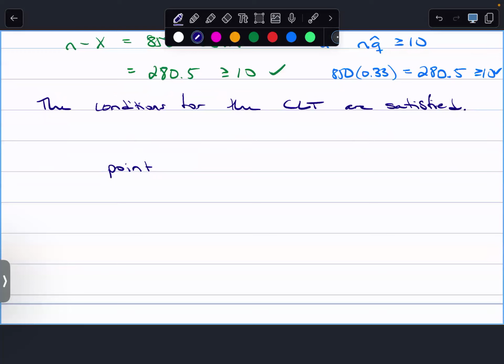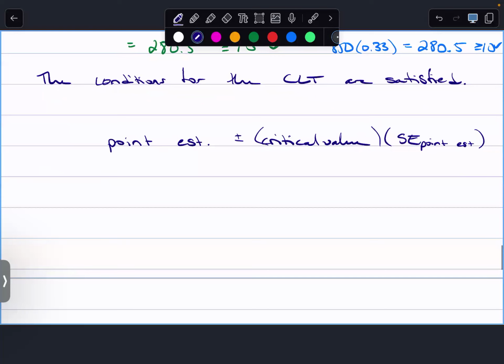We do. So our point estimate plus or minus some critical value times the standard error of the point estimate. The point estimate has some spread, and in our case, our point estimate is p hat, and our critical value is determined by a z, and I'm going to use a z star just to show that this isn't something that we've calculated necessarily, we just found it using software. Times the standard error of the point estimate, which is the square root of p hat q hat over n.